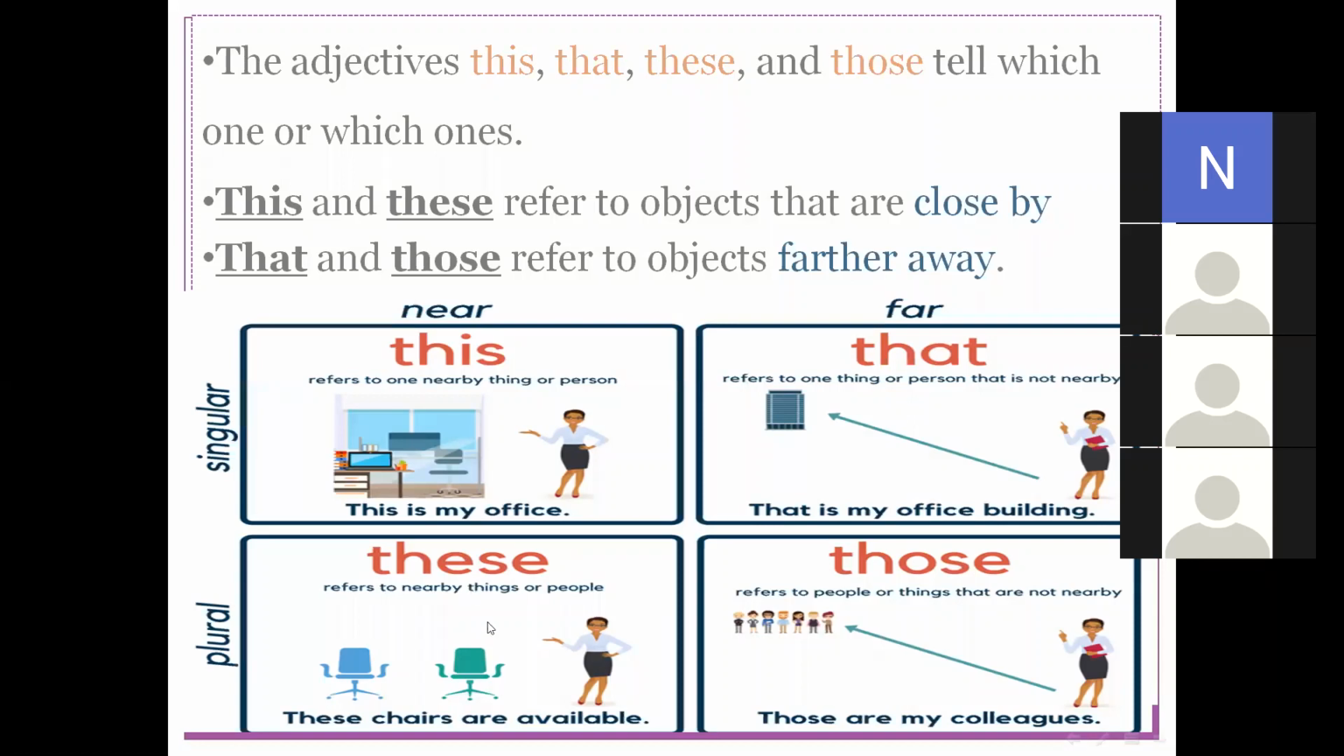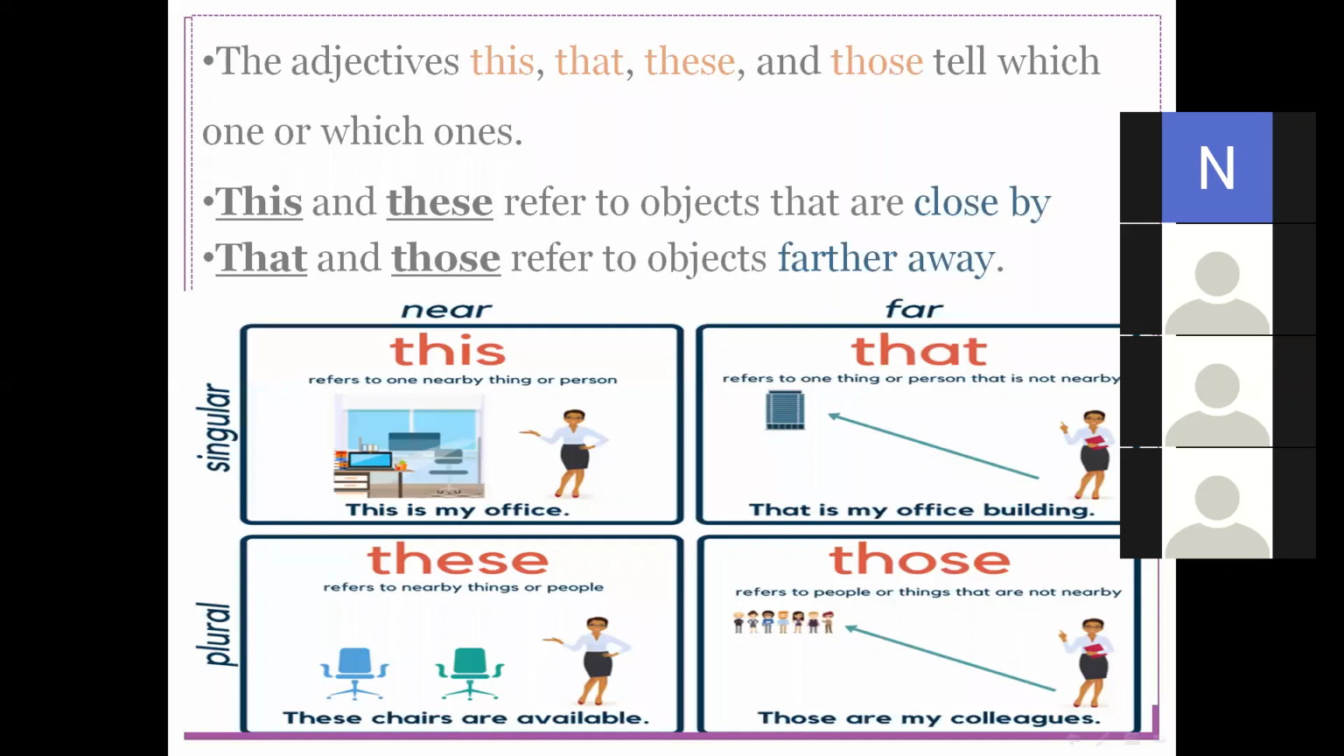Now, these are available. I'm talking about 2 chairs. Those 2 chairs are near to me and they are plural, more than one. So I will choose these. These 2 chairs are available.